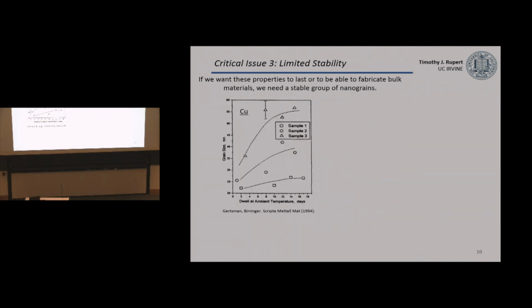And finally, there's another critical issue that we have to consider. And this is the limited stability of these microstructures that give us these interesting properties. So this plot on the left here is from a very early example of inert gas condensation of copper. And these scientists went and created and deposited some samples, went and used X-ray diffraction to measure what their crystal size was, and they found that they were well below 40 nanometers.